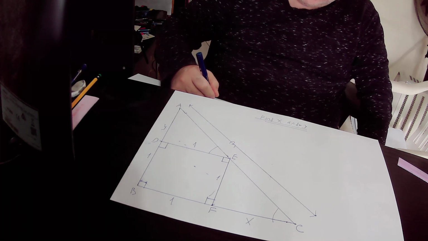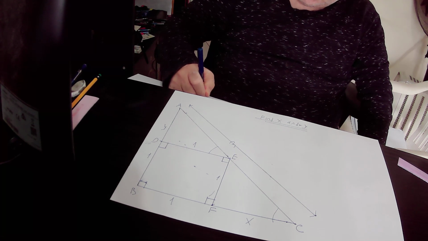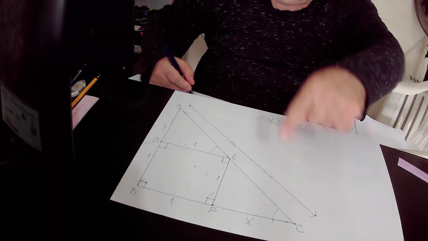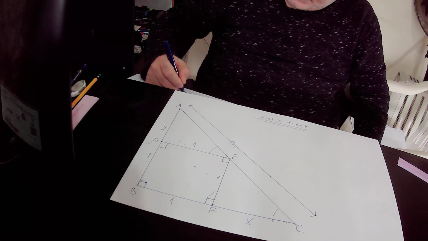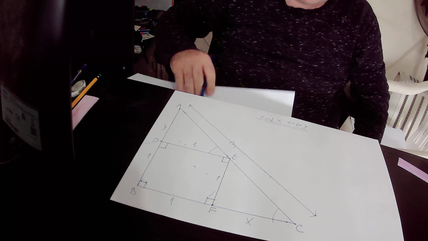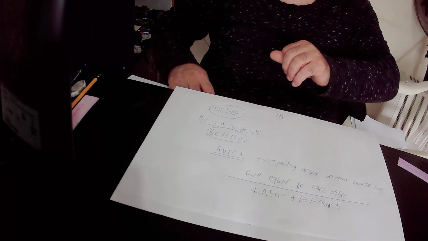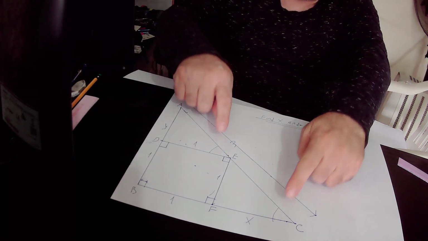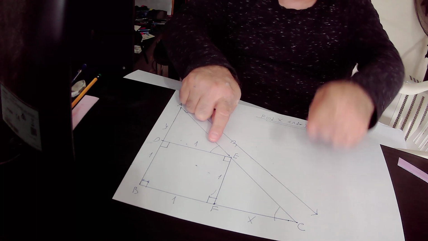I will write it down. Angle AED is equal to angle ECF according to rule number 1. I will repeat again: angle AED equals angle ECF according to rule number 1, because those two corresponding angles are located between the parallel lines DE and BC, so they are equal to each other.